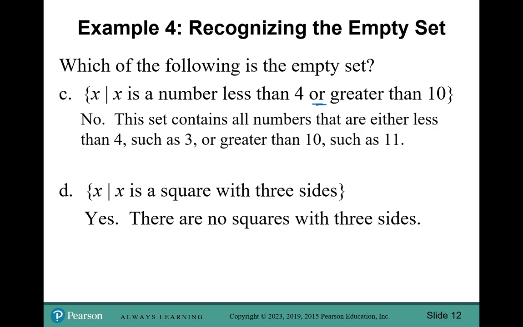Okay? So yes, this is the empty set here. You could represent it as such. You could say, yes, this set definitely simplifies down to the empty set, because squares have 4 sides, not 3.